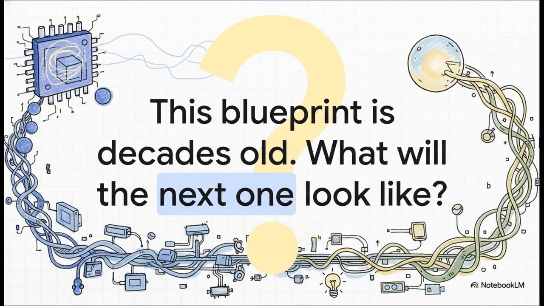And that kind of leaves us with a final thought. This fundamental blueprint was designed when the internet was just in its infancy. So as we move into an age of quantum computing and the Internet of Things and connections that are woven into the very fabric of our world, what does the next blueprint for connection need to look like to last another 50 years?